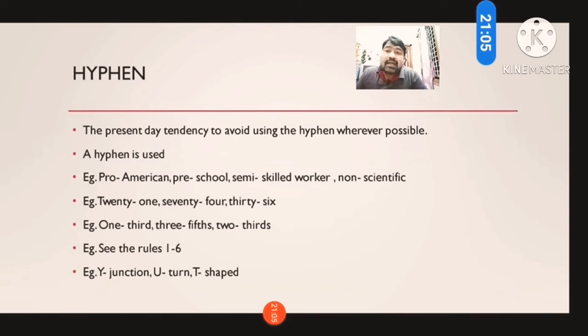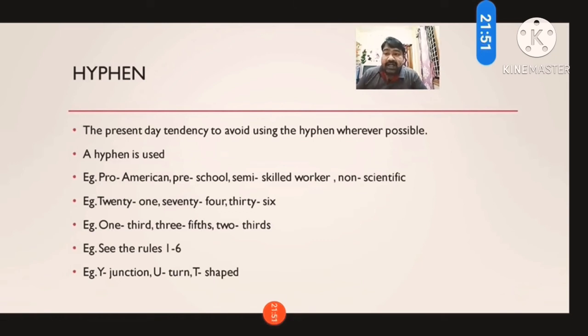Now let me tell you about the hyphen. The present day tendency is to avoid using the hyphen wherever possible. A hyphen is used in the following ways. The first example: pro-American, preschool, semi-skilled worker, non-scientific, non-stop. In such cases, we can use a hyphen.